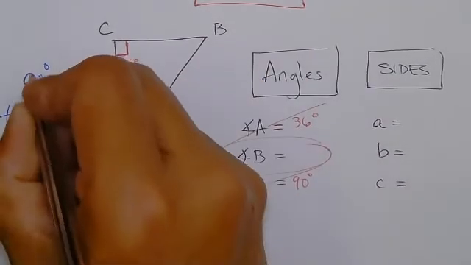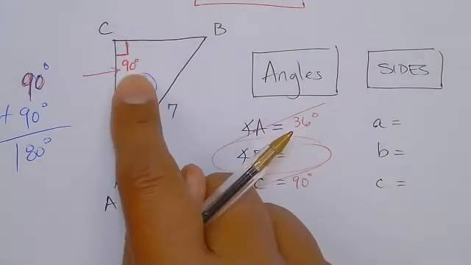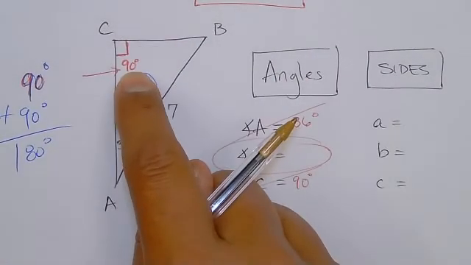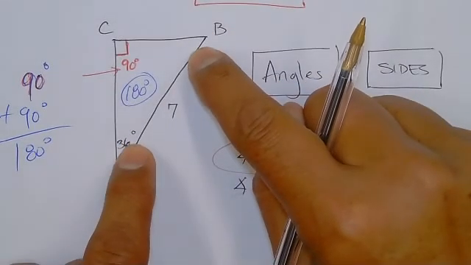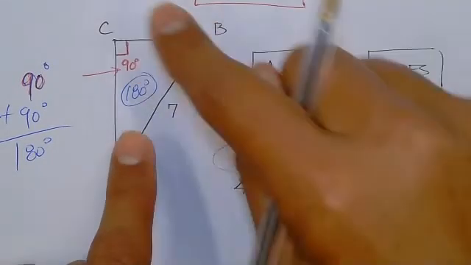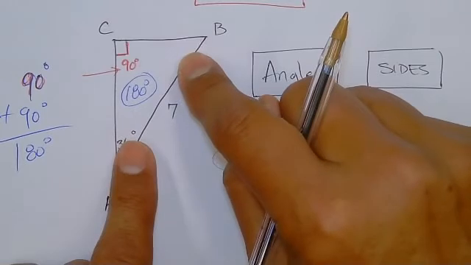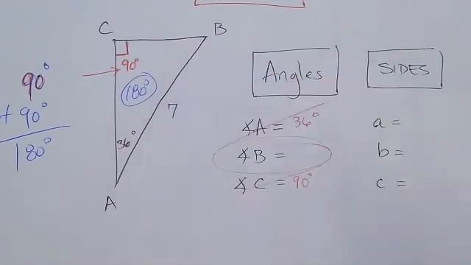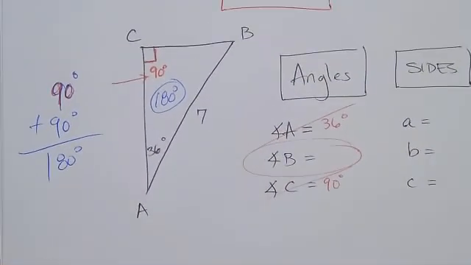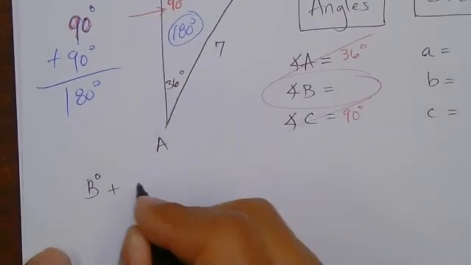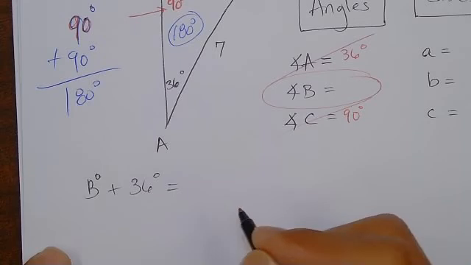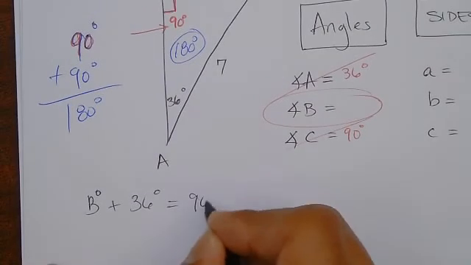Why am I bringing this up? Because this one right here is already how much? Does everybody agree that's already 90? Yeah. So these two just have to add up to how much? To 90, right? If this one's already 90, and I know that these two have to add up to 90, then you'll figure it out. So, if you want to make an equation out of it, I can put angle B plus 36 is equal to what?